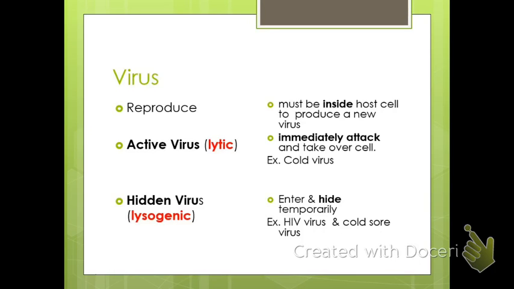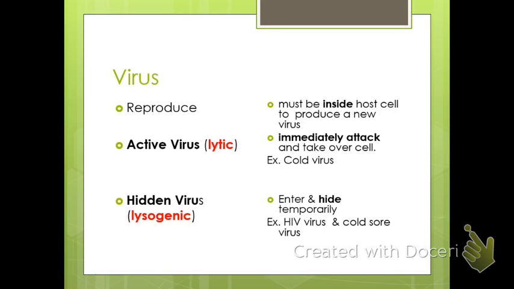Now, you also have hidden viruses, and that's also called the lysogenic cycle. You'll hear that. But in a hidden virus, the virus invades, gets in, and it just replaces part of the cell's genetic material and goes into hiding temporarily. And it may come out and make you sick and then go back into hiding. Hidden viruses never really go away. You just may not be actively sick.